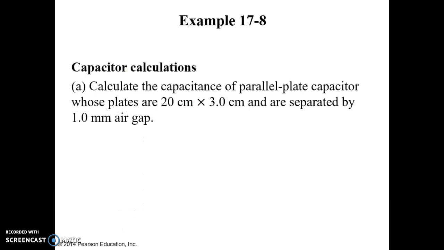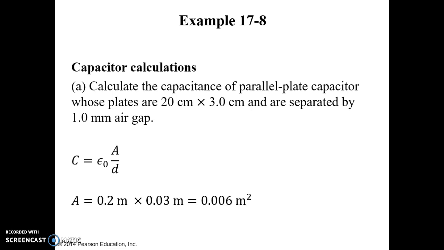Here's our first example, and we'll start off with air in the gap. We want to calculate the capacitance of a parallel plate capacitor whose plates are 20 centimeters by 3 centimeters and are separated by a distance of 1 millimeter air gap. To calculate the capacitance, we'll use this equation. But notice that our problem doesn't give us area directly. So we must calculate the area of the rectangular plates.